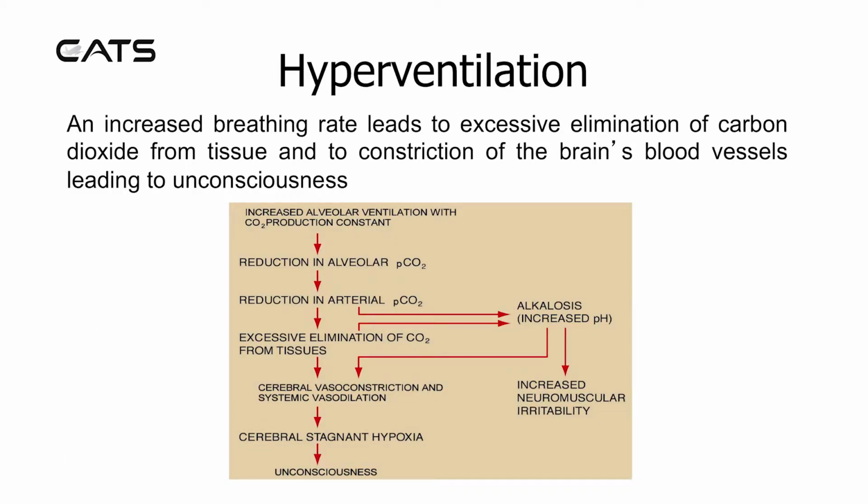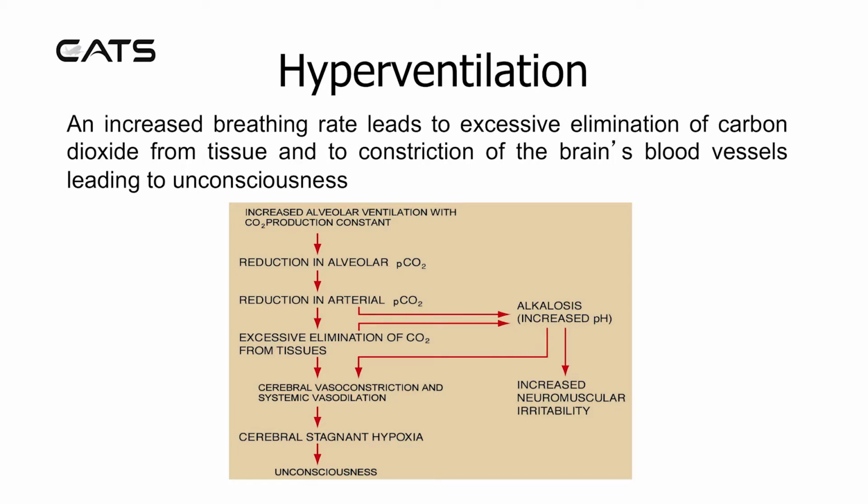This diagram describes what happens in the body when you hyperventilate. It starts with increased alveolar ventilation with CO2 production remaining constant. This means hyperventilating and CO2 production in the body remaining the same. This results in a reduction in alveolar PCO2 in the lungs. This leaches out the carbon dioxide in the arterial blood supply.